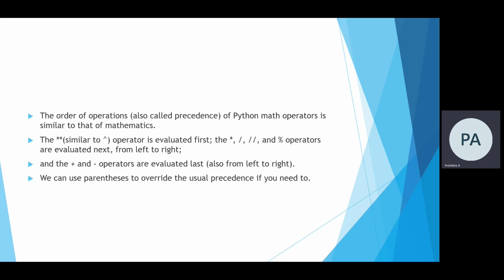And here again, the order of operators is called precedence. Math operator precedence is similar to mathematics. The power has the first precedence, and then you have multiplication, division, and the modulus operator, all evaluated from left to right. The plus and minus get the next priority. We can use parentheses to override the usual precedence. That is obvious: when you have a parenthesis, that parenthesis itself will be evaluated first.